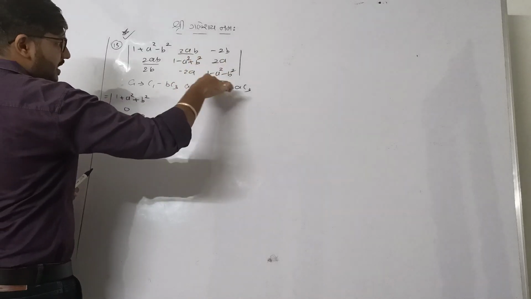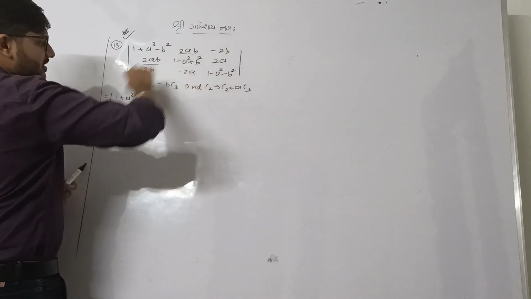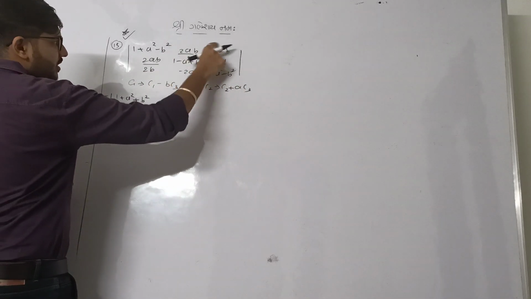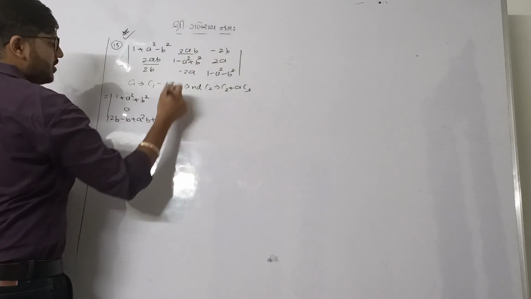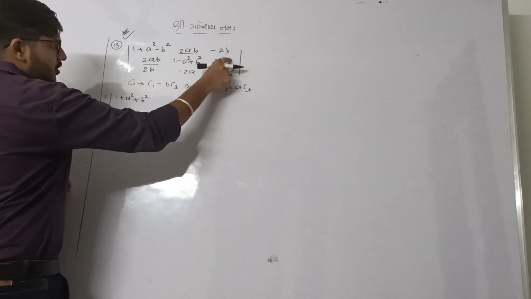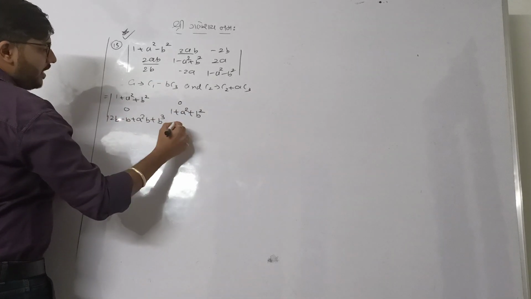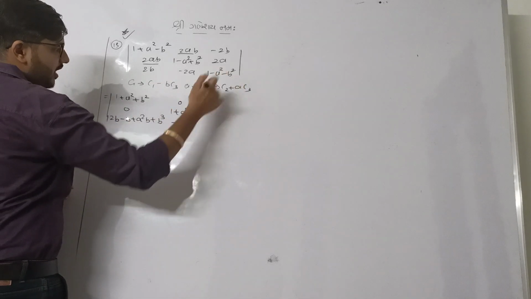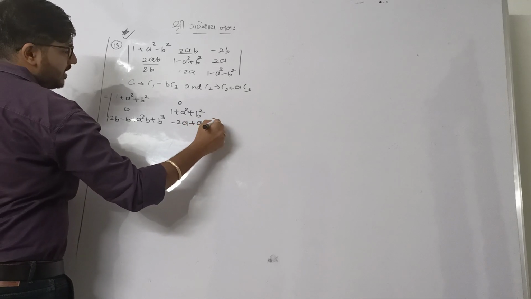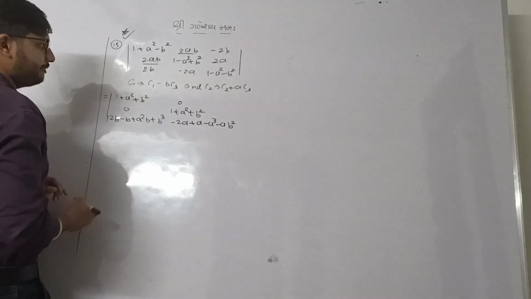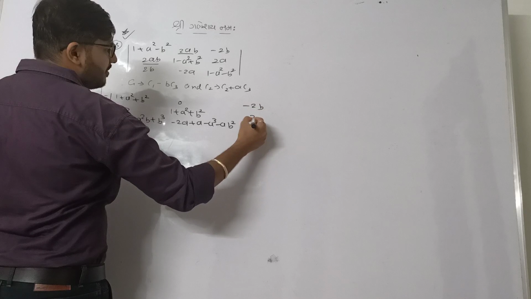Similarly, let's multiply this column with a and add in the second one. As you multiply this with a, we'll have minus 2ab plus 2ab, that is 0. Here 2a square minus a square, so we'll get 1 plus a square plus b square. Here we have minus 2, and when you multiply this with a, we'll get plus a minus a cube and minus ab square. And the last column remains the same.